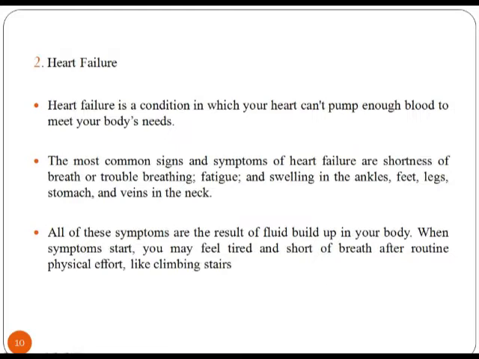Second sign is heart failure. Heart failure does not mean the heart has stopped working. Rather, it means that the heart's pumping power is weaker than normal. With heart failure, blood moves through the heart and body at a slower rate, and pressure in the heart increases. The most common signs and symptoms of heart failure are shortness of breath or trouble breathing, fatigue, and swelling of the ankles, feet, legs, and stomach. All of these symptoms are the result of fluid buildup in your body. When symptoms start, you may feel tired and short of breath after routine physical effort like climbing stairs.